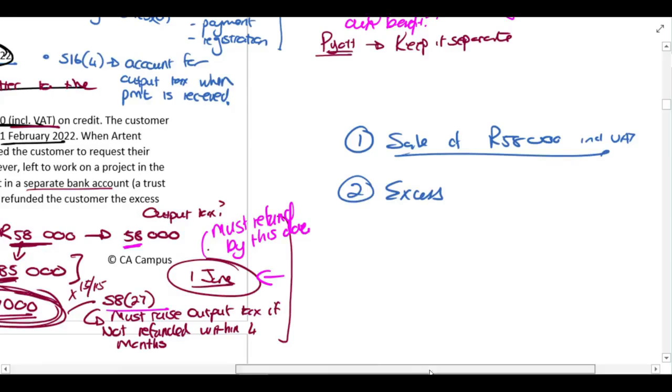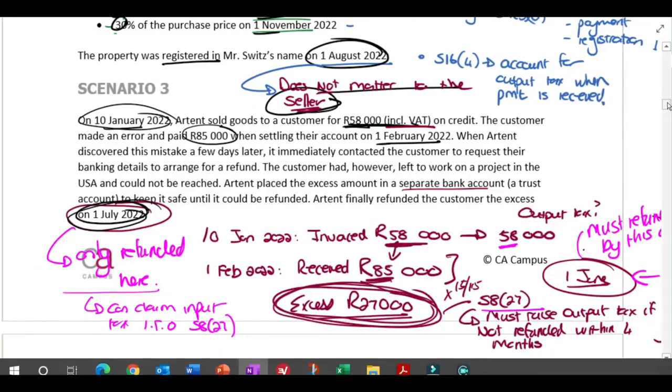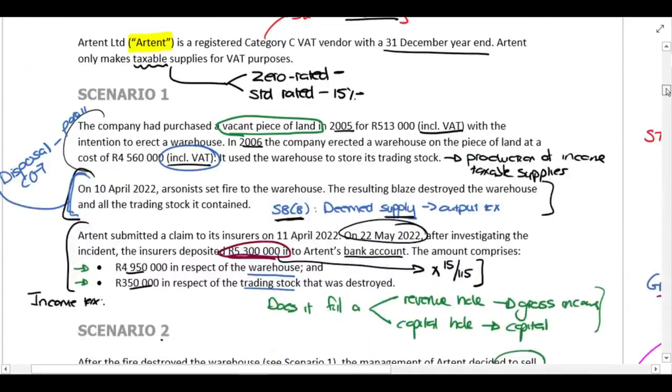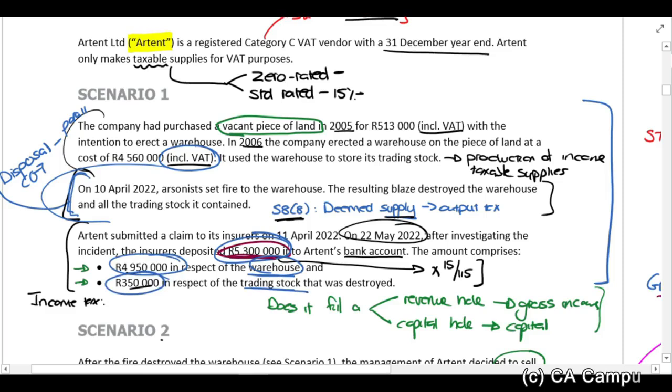Okay, so let's talk about it. I'm not going to write out every single part of this. Let's talk about the first one, scenario 1. So again, this is where we received money for the warehouse that burned down. We received 5.3 million rands, which was 4.95 million for the warehouse and 350,000 for the trading stock. So our question is, is that amount that we received going to be gross income or not?